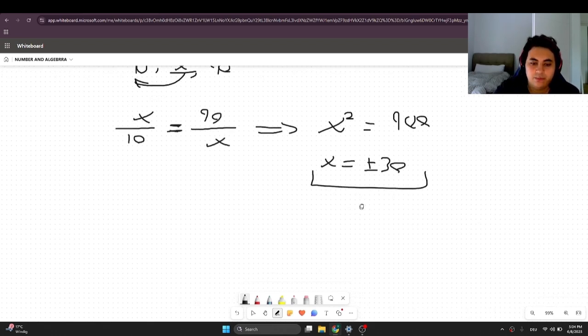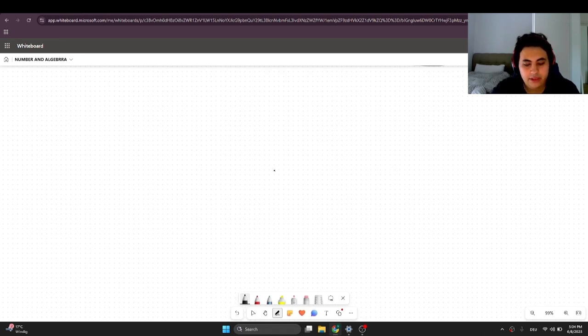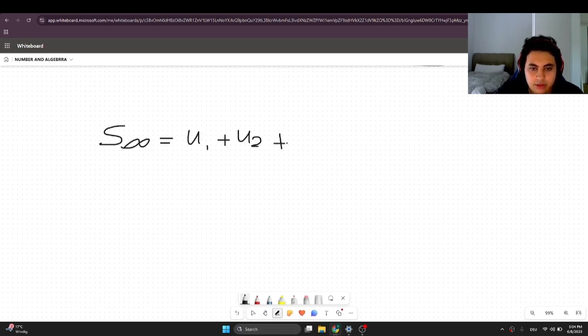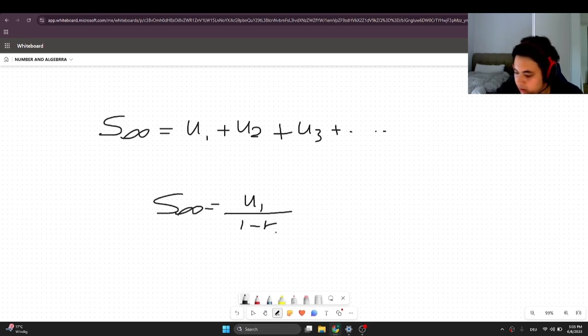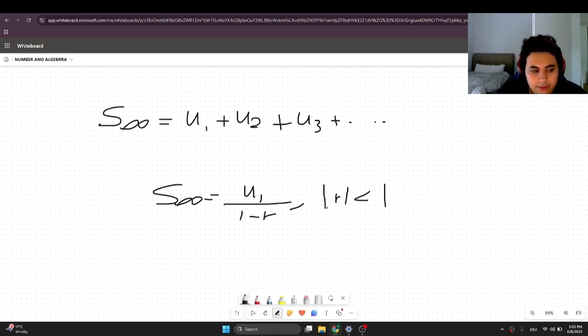Okay, cool. So now moving on to the sum of infinite terms in a geometric sequence, okay? So imagine that I have the sum to infinity equal to u1 plus u2 plus u3 and so on, yeah? So it never stops, okay? Now, it's given in the formula booklet, yeah? The sum of an infinite geometric sequence is given by u1 divided by 1 minus r, okay, for when the absolute value of r is less than 1, okay?